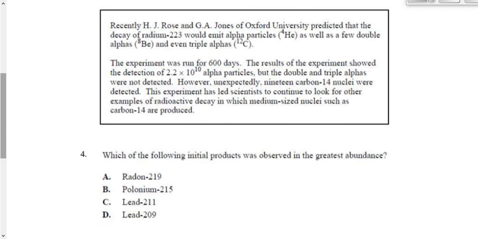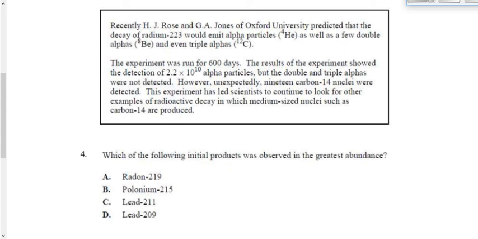Here we're talking about decay of radium-223 producing alpha particles, double alphas, which is beryllium-8, and even triple alphas, which is the same as a carbon-12 nucleus. 600 days, this many alpha particles. What do we got here? Which of the following initial products is observed in the greatest abundance? Which would be produced in the greatest abundance? How are we going to tackle this? What does it say in paragraph 2 here? Not the 600 days thing, because this is not a half-life calculation or anything like that, right?